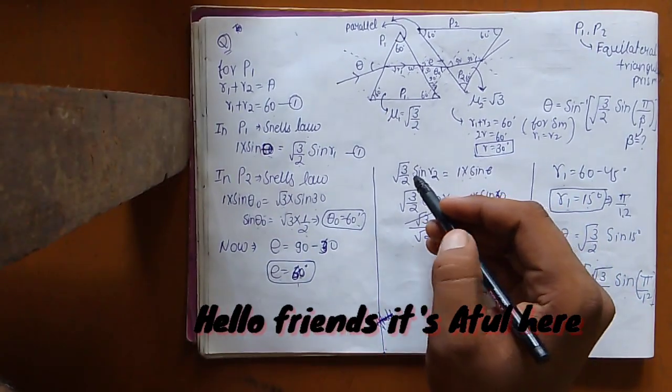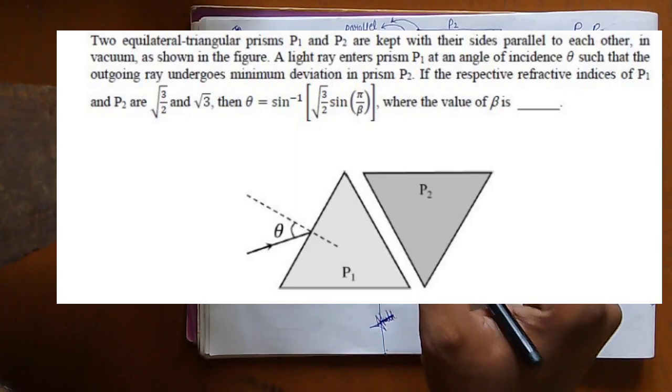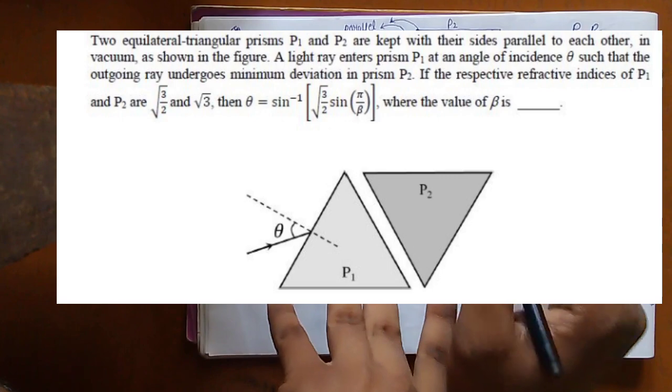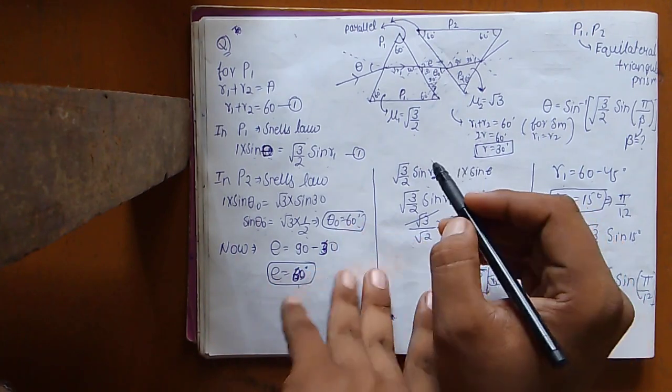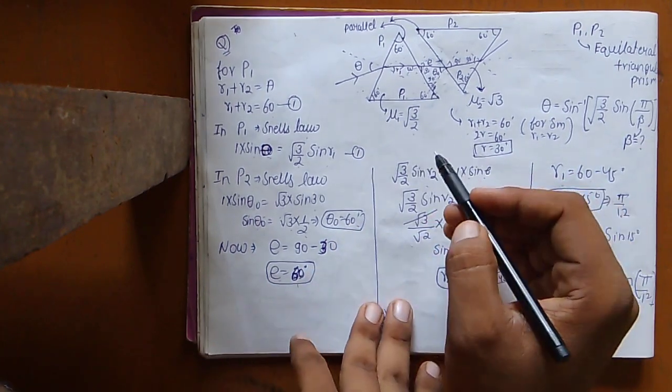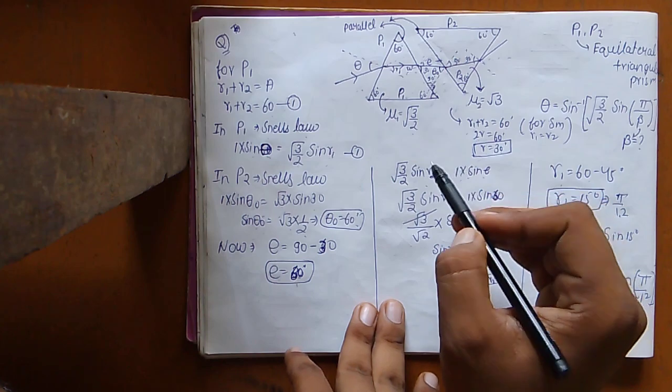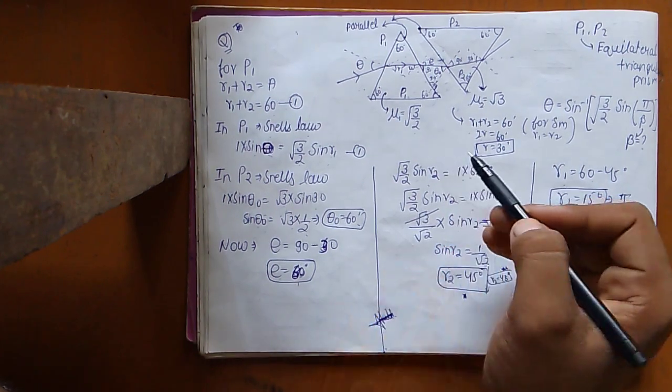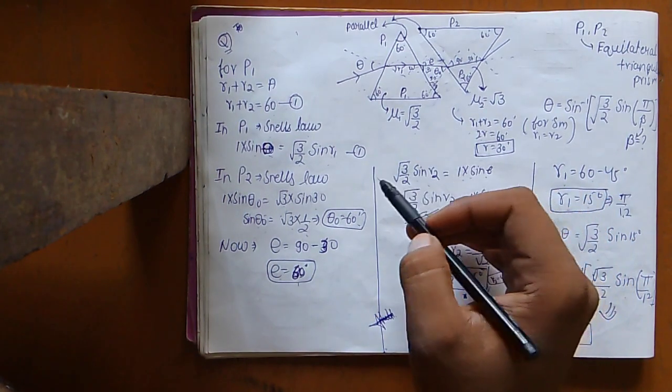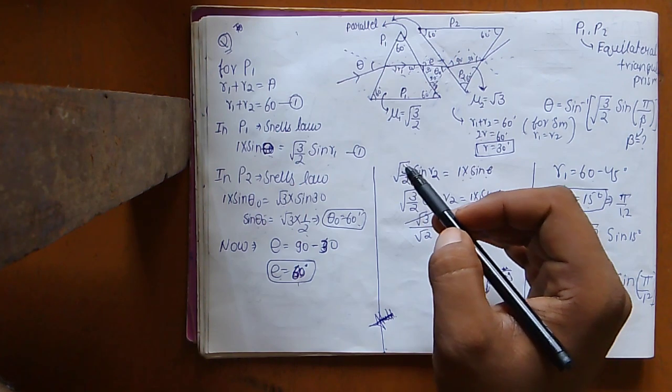Friends, in this video we are going to solve one more interesting question of JEE Advanced 2024. Actually, this is a kind of tricky question, I would say, because it includes a lot of concepts like Snell's law and conditions for the minimum deviation in prism, and basic rules of trigonometry and geometry that we study in class 8, 9 and 10.